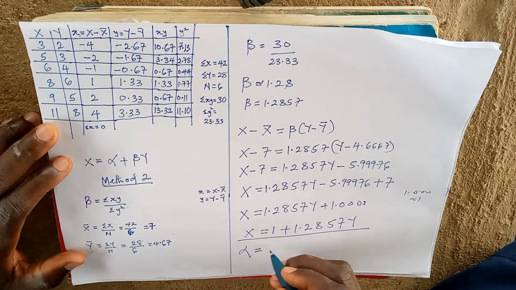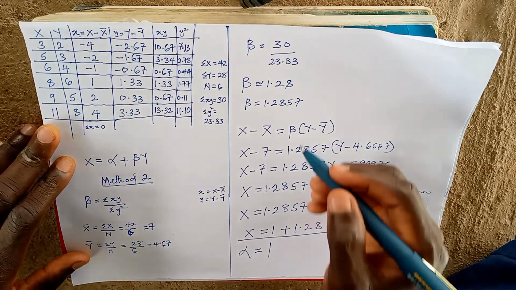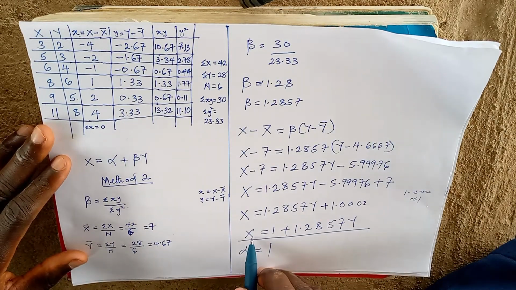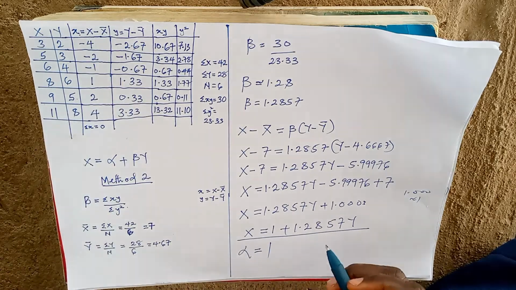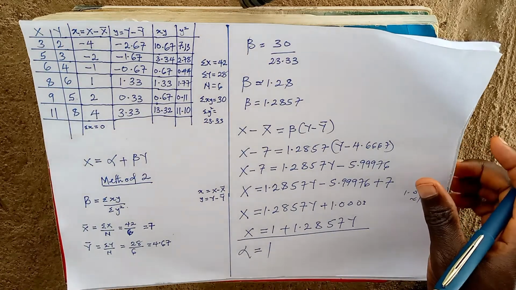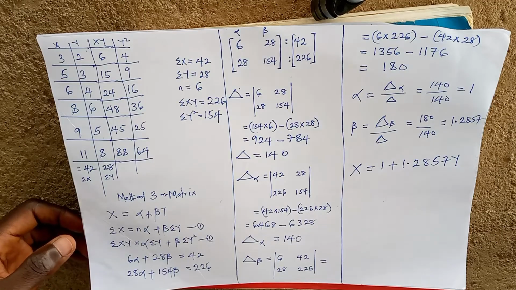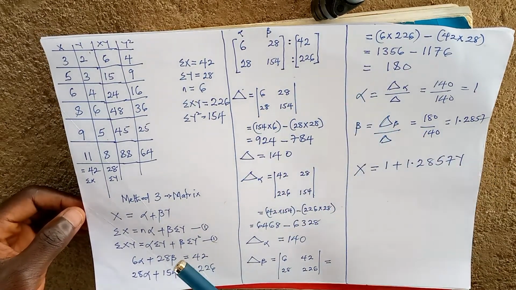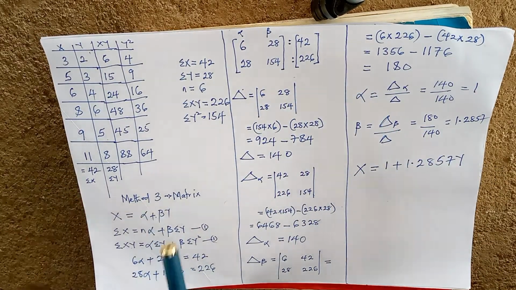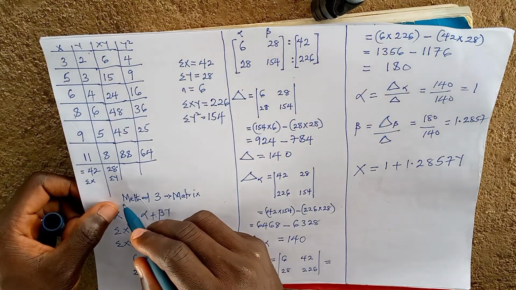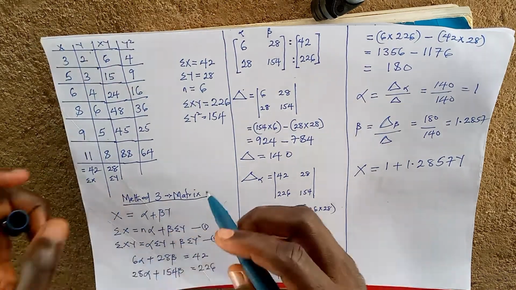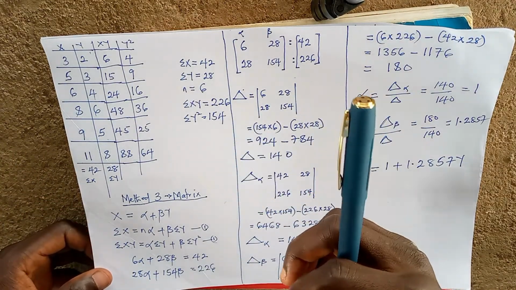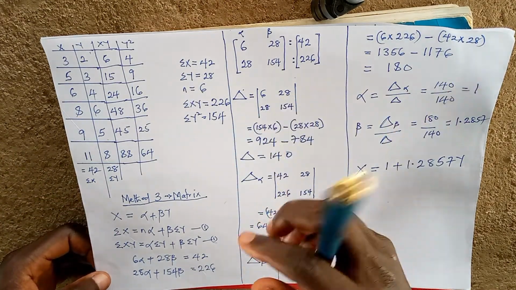Our alpha is 1, whereby our beta is this, and our model is X equals 1 plus 1.2857Y. So this is the third method. Looking at this method here, we're using the method of matrix. We're using the matrix method to solve the coefficients of regression of X and Y.